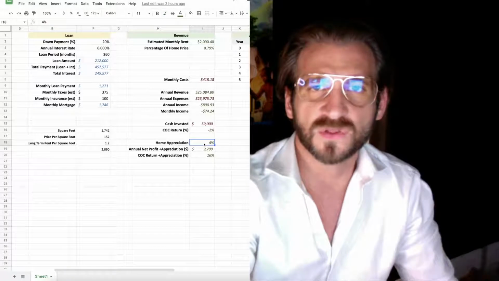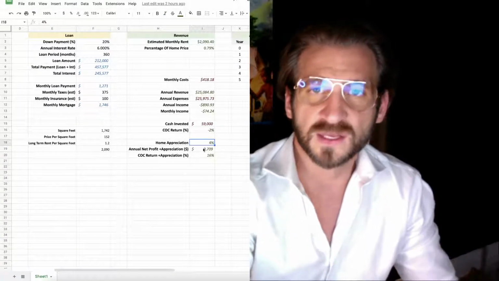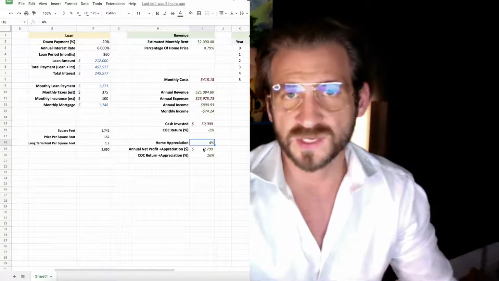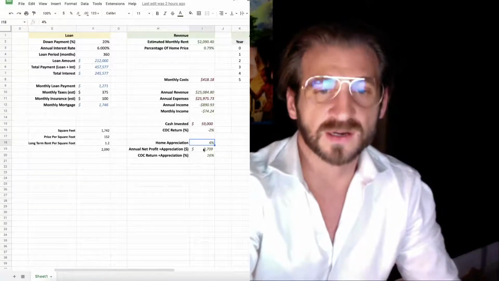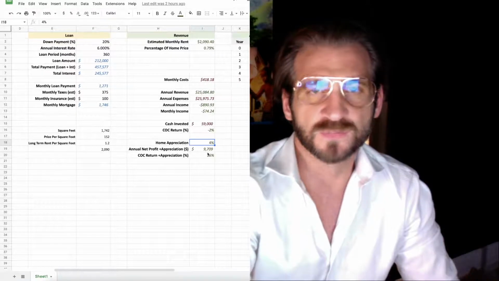I put down there that the home is at a 4% appreciation. The market in that area is pretty slow. It's not like in Dallas. Certain parts of Dallas we see 20% appreciation year over year, crazy. But in this area, Grand Prairie is pretty slow. So 4% is pretty healthy.